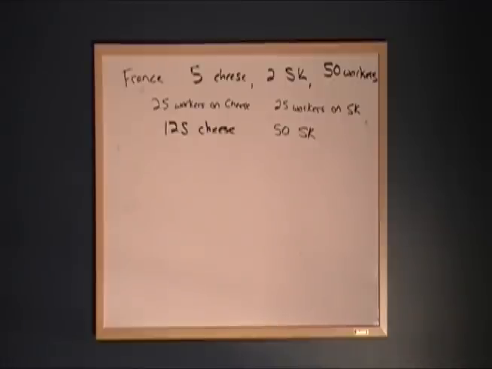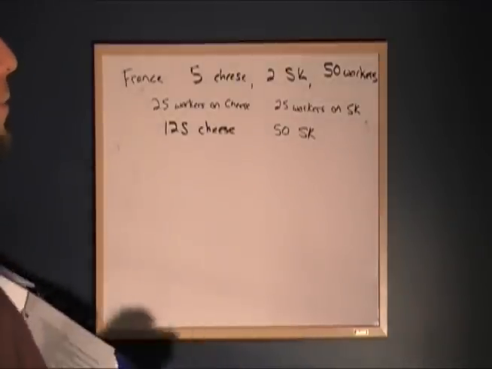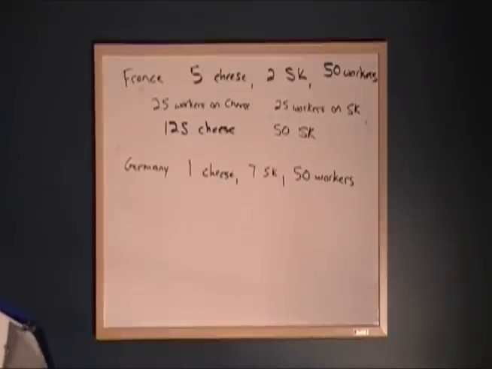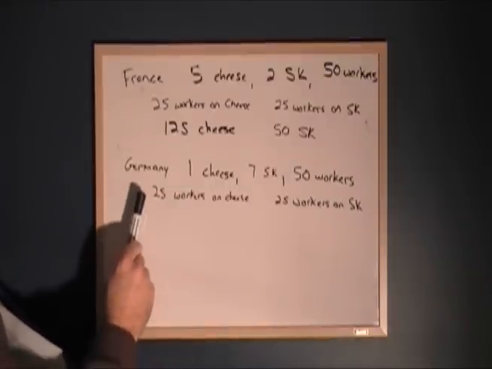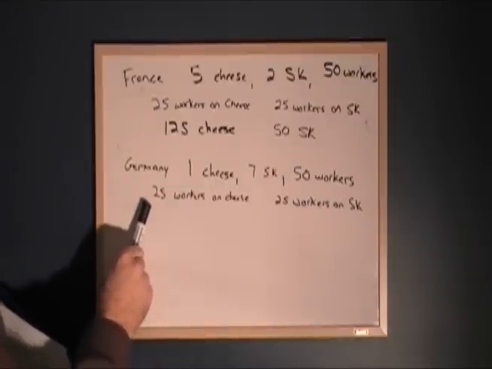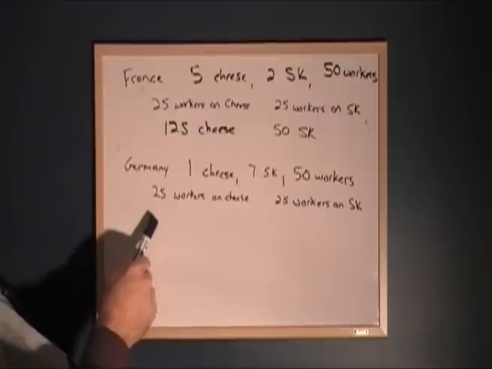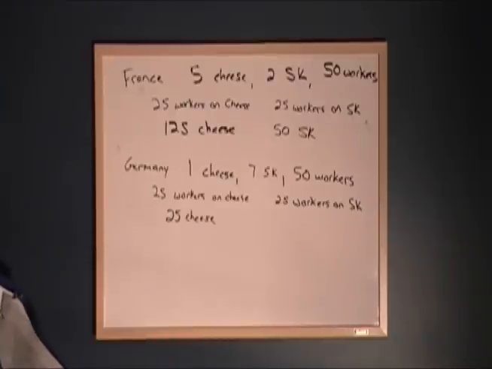Now let's see what Germany can do using the same assumptions. If we recall, they can produce 1 wheel of cheese or 7 tubs of sauerkraut using a worker. With 25 workers on each, let's find out what Germany can produce. Knowing that each worker in Germany can only produce 1 wheel of cheese, if we have 25 workers on cheese, we will have 25 times 1, 25 cheese.